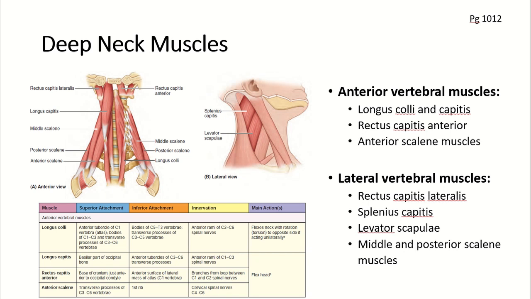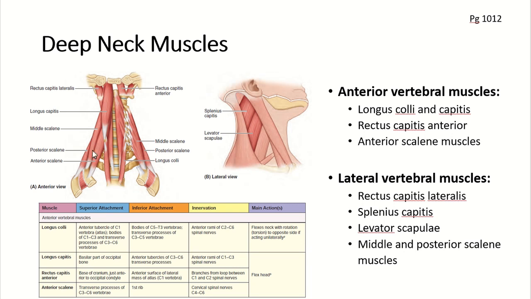So the longus colli actually goes from the anterior tubercle of C1, which you can see up here. You can't see the longus colli from this view. Here it is, down here. So it's attaching from the C1 vertebra and goes down to the C5 through T3 vertebrae. Its main action is to flex the neck with rotation, kind of like a torsional movement, to the opposite side if acting unilaterally.